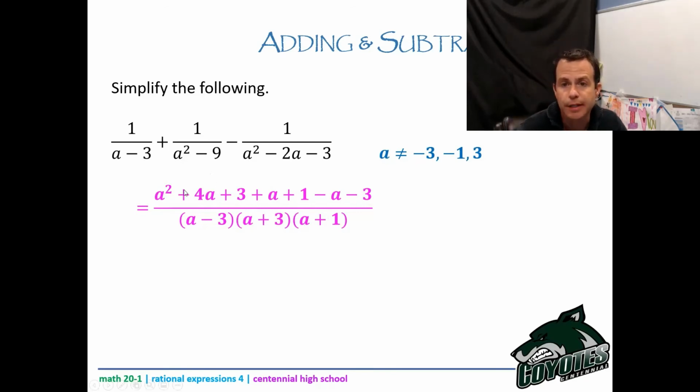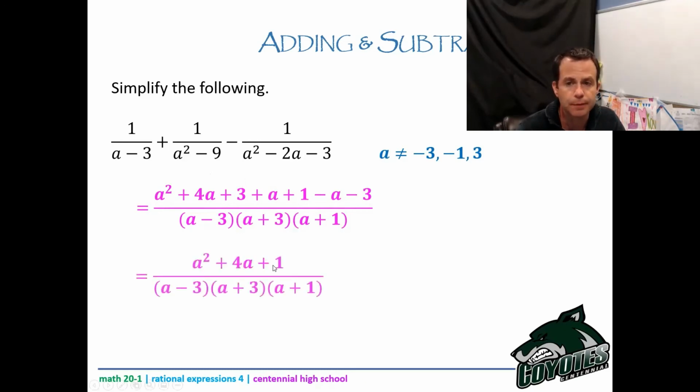Okay, so now I'm going to clean this up. I've got a squared, nothing else to combine with that guy. I've got 4a plus a minus a. That'll leave me with 4a. And 3 plus 1 minus 3 will leave me with 1. So I've got a squared plus 4a plus 1. I think to myself, could I factor that? Could I find two numbers that multiply together to give me 1 and add together to give me 4? No. So that's it. Okay, this is in simplest form. Beautiful.